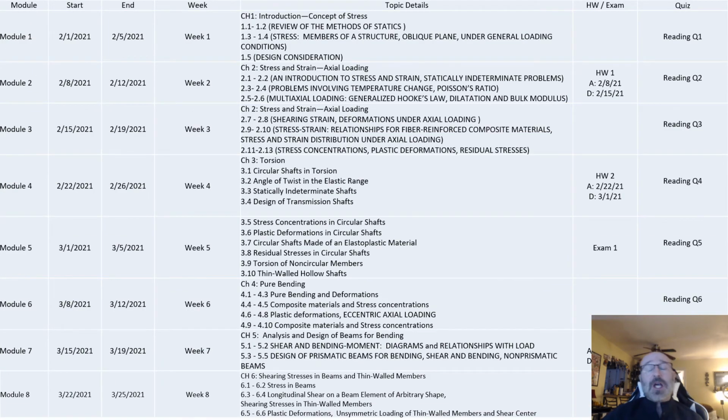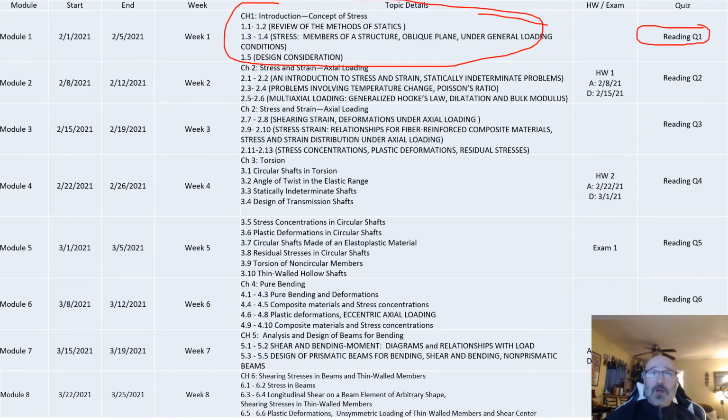I've also broken this down into a little bit more detail for you for all the weeks and how it relates to what sections within your textbook. You can also see on the right over here, during Module 1, this will be your reading quiz 1 that's going to cover the content in this topic area for Module 1, your homework assignment, the assigned date, A here, the due date right there with D, all the way down. Your exams will be listed here as well.